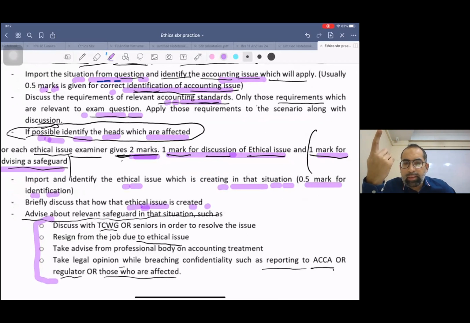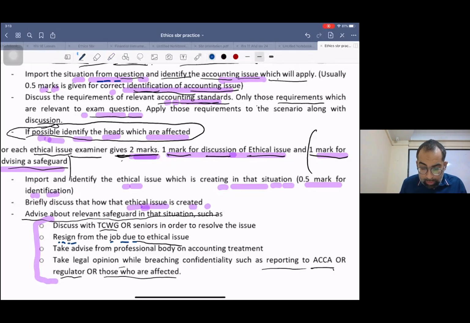Listen to me. Discuss with TCWG. TCWG means those charged with governance, the seniors, that this is my issue, that somebody, seniors, are pressurizing me for an unethical thing. So you go to TCWG. One thing you can do, if you don't have any option, is go for resignation. You can't do an unethical act, because you are a member of a professional body.